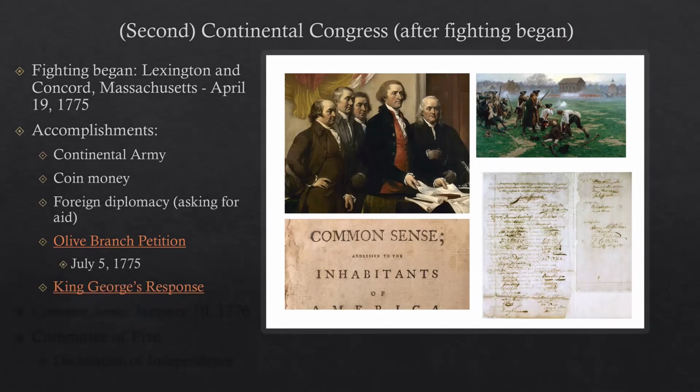And King George's response was to send more troops. He hired a mercenary army of Hessians over to North America to fight for the British. So the war actually escalated in response to the petition that was really just seeking a peaceful resolution.